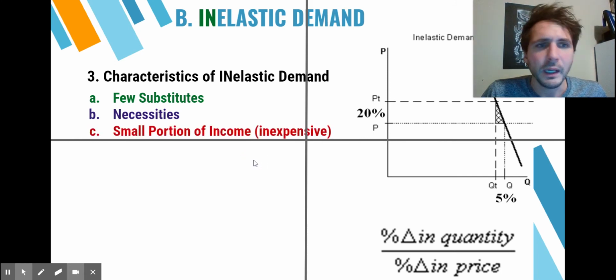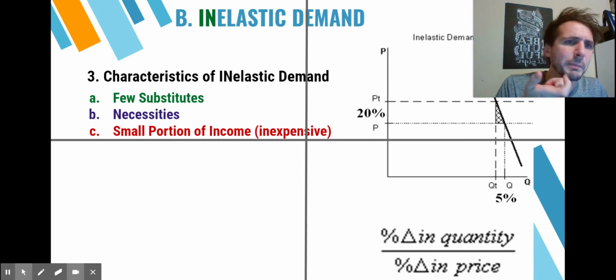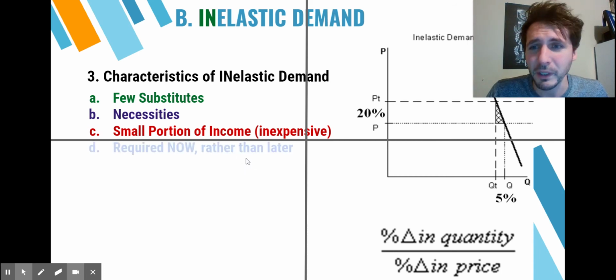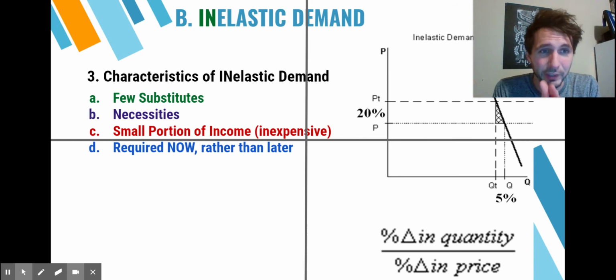Another one is it's a really small portion of income. Like if a stick of bubble gum or the like Juicy Fruit gum packs goes up from like 25 cents to 50 cents, well, it's still very little money. So it's not going to change your behavior all that much. And then it's required now rather than later, right? If you can't afford to do price shopping when your car's about to run out of gas, right? You're not going to look around for all the different prices. You're going to go to whatever gas station is closest to you because you need it now.